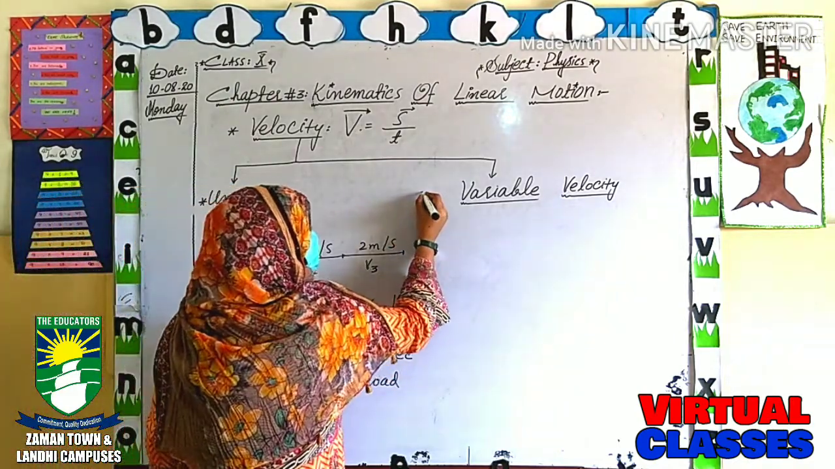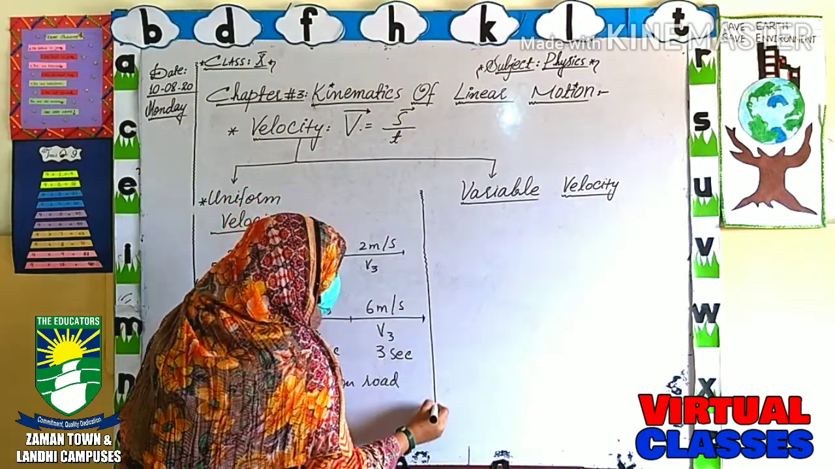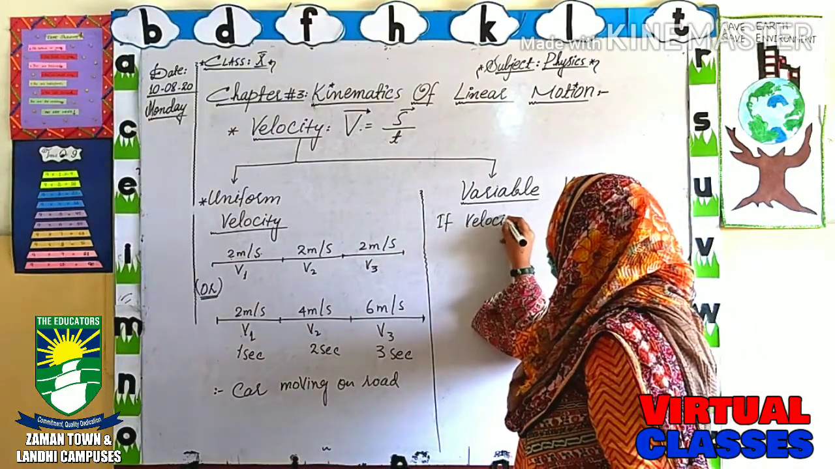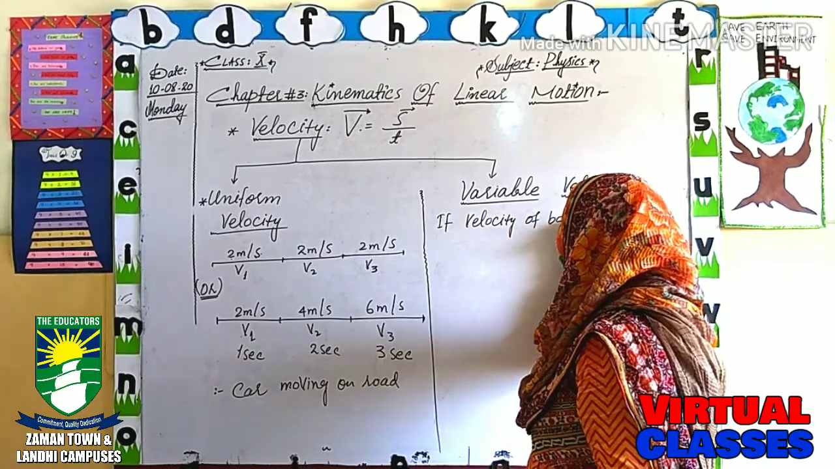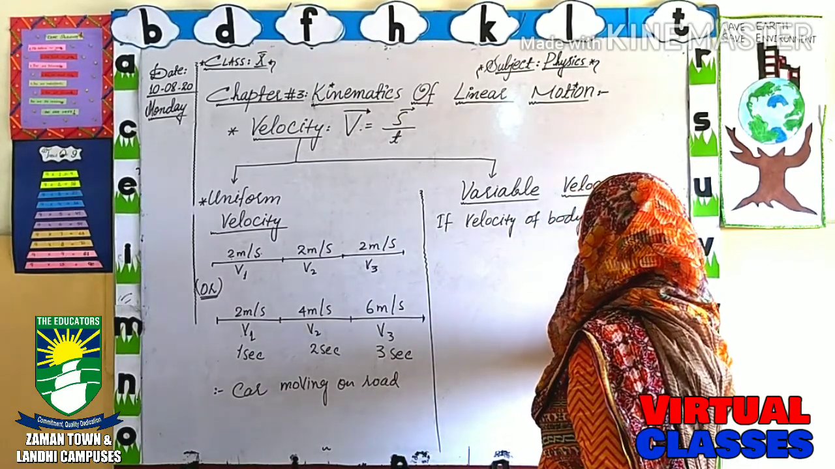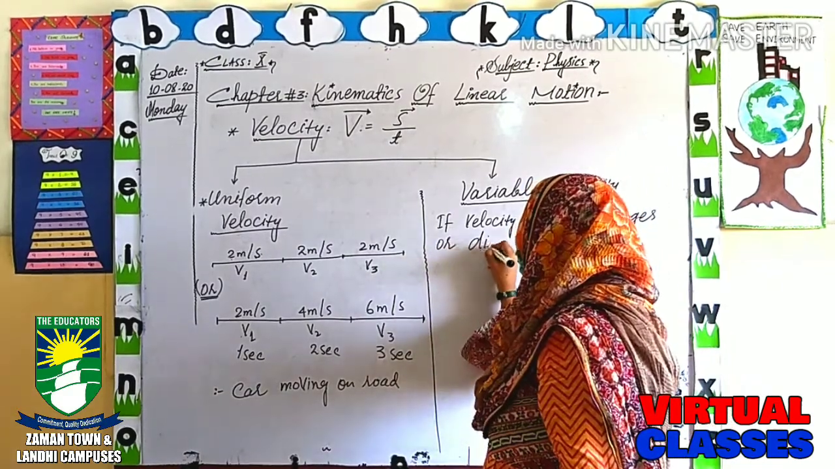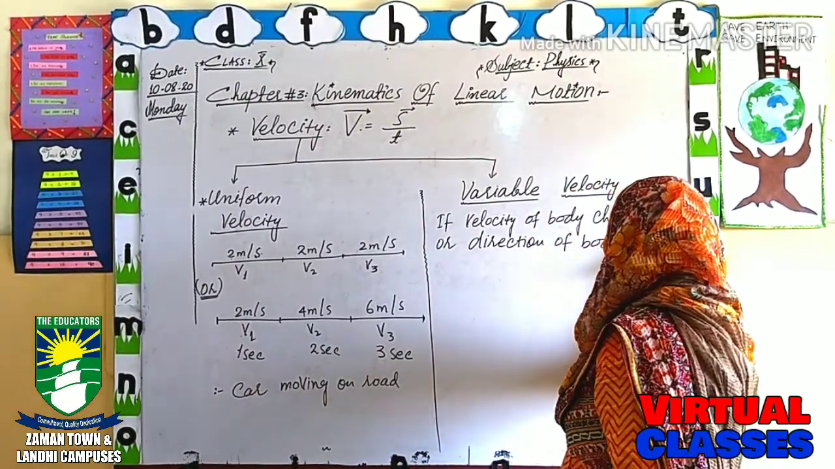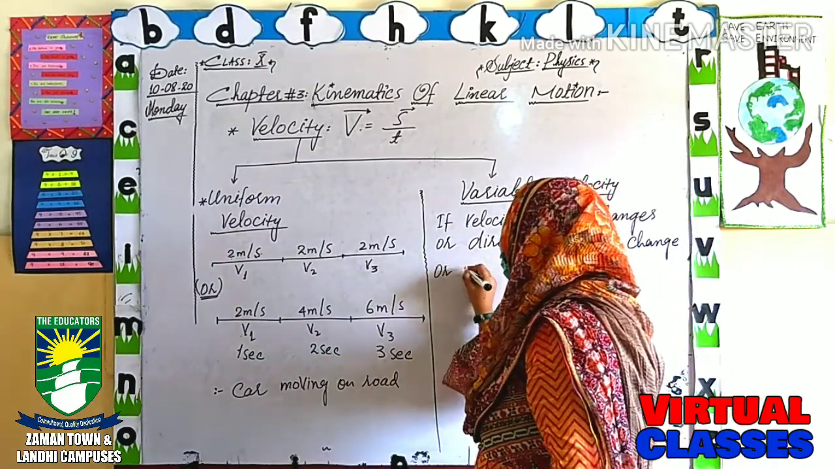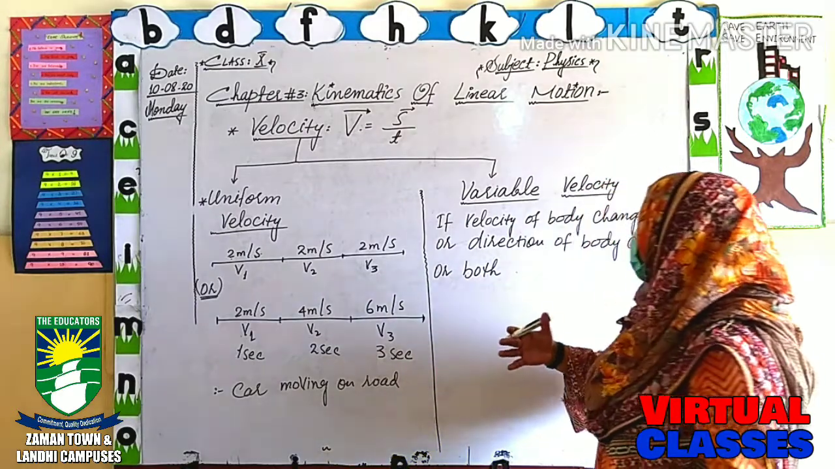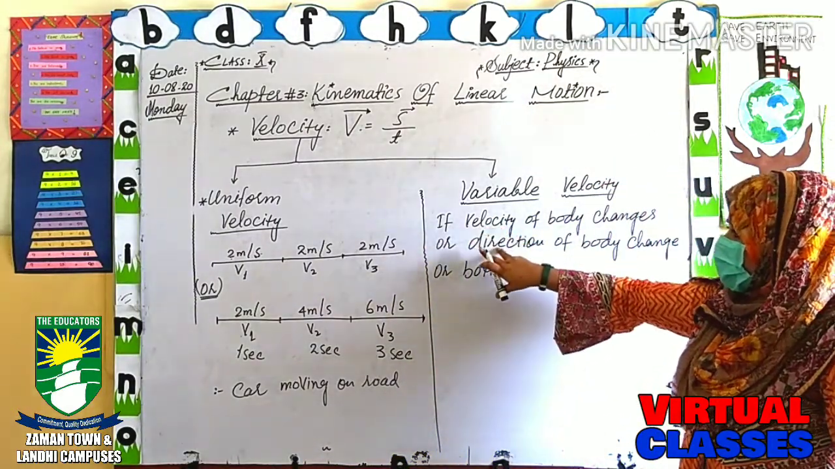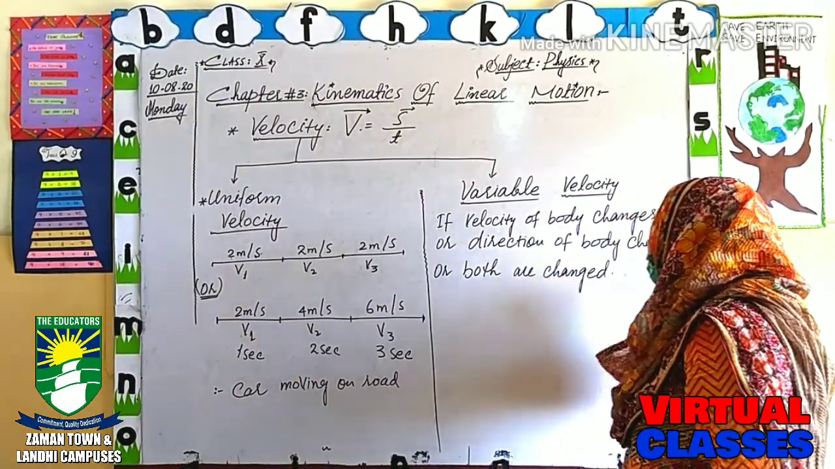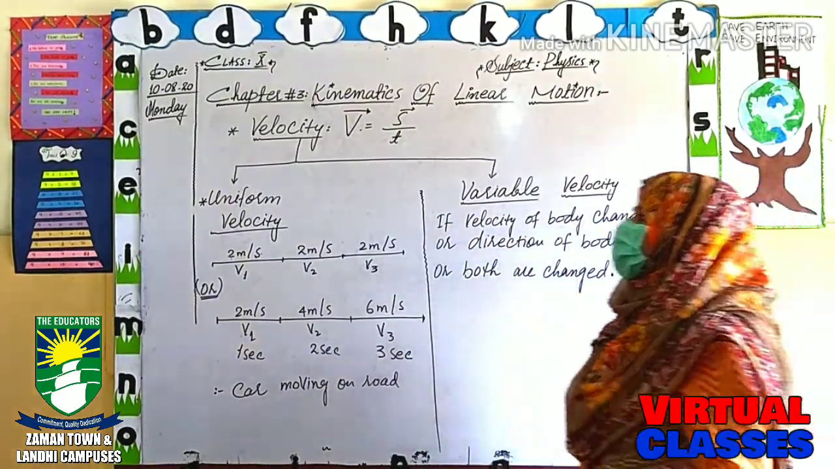While in case of variable velocity, if the velocity of a body changes or the direction changes, or both the magnitude of velocity as well as the direction change, such kind of velocity is known as variable velocity.